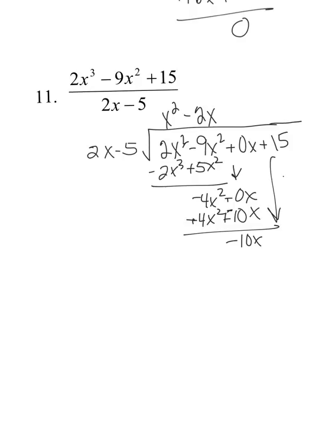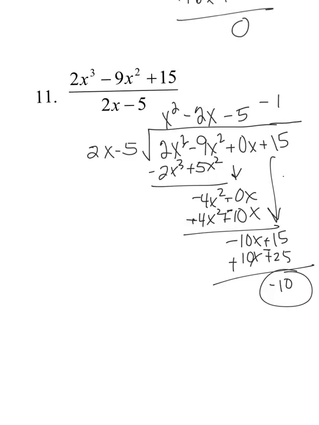Drop down my plus 15. And then I see that 2x goes into negative 10x, negative 5 times. So negative 5 times 2x gives me negative 10x. Negative 5 times negative 5 gives me a positive 25. And again, I'm going to subtract so that changes this sign. This becomes a negative. So I'm going to be left in the end with negative 10. Your remainder is negative 10, and that becomes your new numerator. So minus 10 over the 2x minus 5.